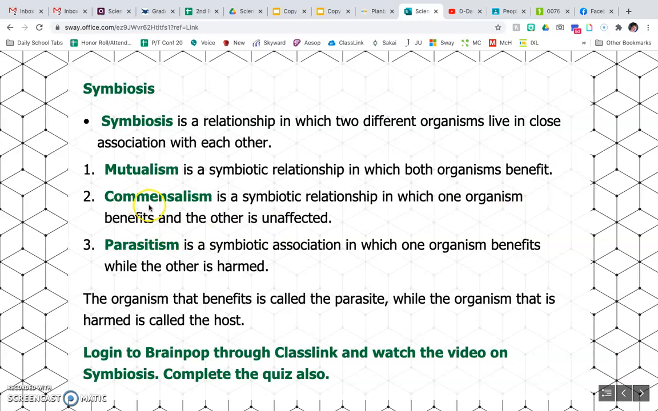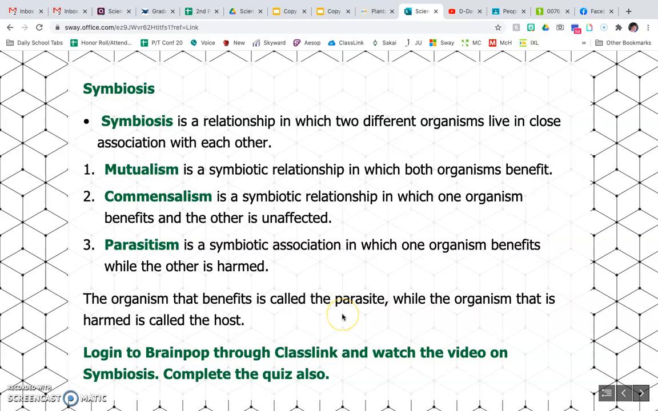And commensalism is probably the hardest to remember, but it's a symbiotic relationship where one organism benefits, the other is just unaffected, so it doesn't matter. They're not getting something beneficial, something good from it, but they're not being harmed either. So mutualism, they both benefit. Parasitism, one benefits, one's harmed. Commensalism, one benefits, and the other is just simply unaffected.